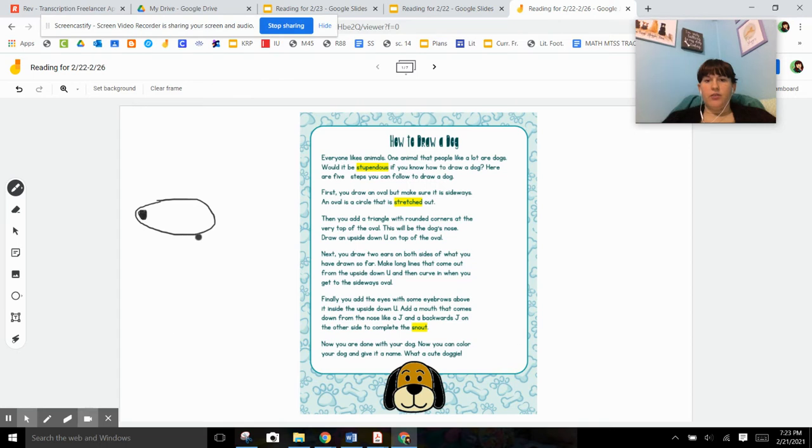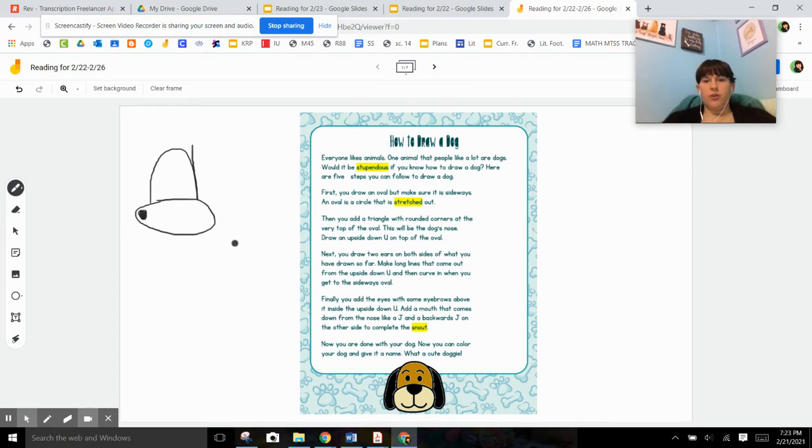Draw an upside down U on top of the oval. So there's the U right there. So it needs to be upside down. So it's got like this and this. So upside down U. Okay. So far, I'm not really seeing a dog so much, but we'll keep going.